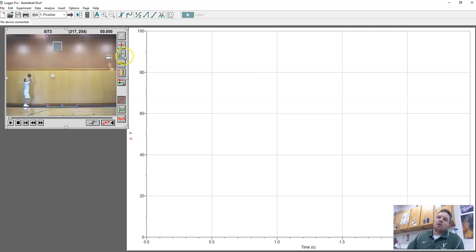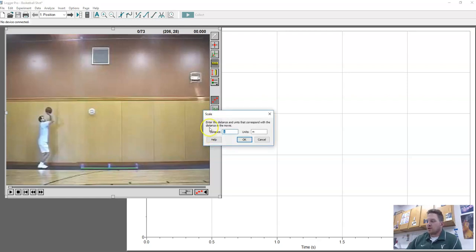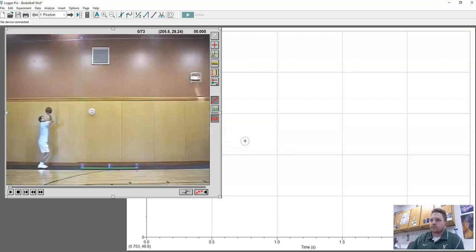So what we need to do, here you see this little thing down here. That is a 2-meter stick that we put into the frame. So we're going to highlight the length of that thing, click and drag, and it's going to say, how big is that? That is 2 meters. Okay, and where do we want 0 to be? So I'm going to set the origin.